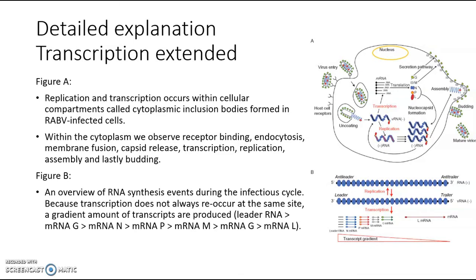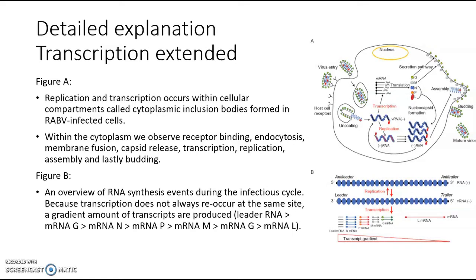Figure B demonstrates the concentration gradient of viral genes during transcription. Viral mRNAs are produced during transcription naked, which is free of the N protein. The leader RNA is neither polyadenylated nor capped, whereas viral mRNAs are polyadenylated at the 3' end and capped at the 5' extremity of the L subunit.